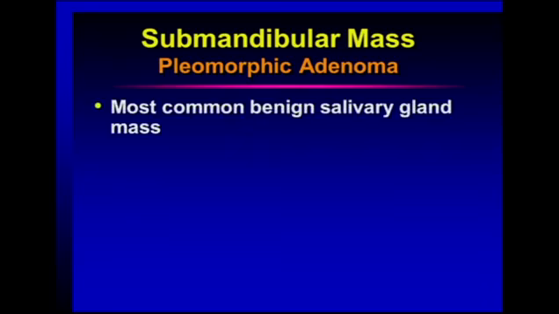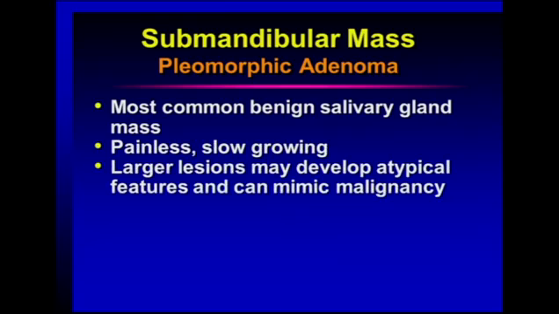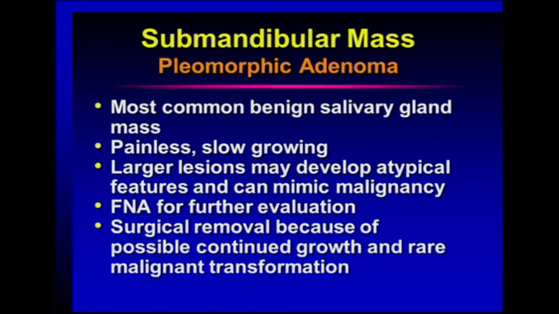As we mentioned, this is the most common benign salivary gland mass. It's painless and slowly growing. If it gets large, it can develop atypical features and can mimic malignancy. So we generally do fine needle aspiration for further evaluation. And again, even though these are benign, they're often removed. Sometimes they're followed because they can continue to grow, and there's some speculation there may be rare malignant transformation.